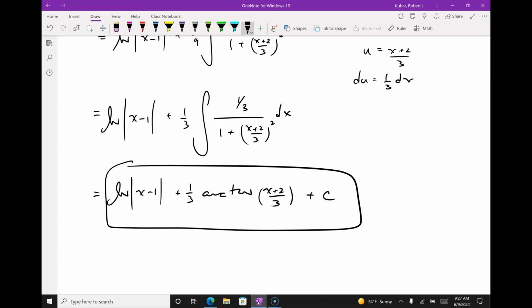Now, what's nice on the test, right? What's nice on the test is you could take the derivative of this and show that you get back to the original integral, right? Do you want me to do that?